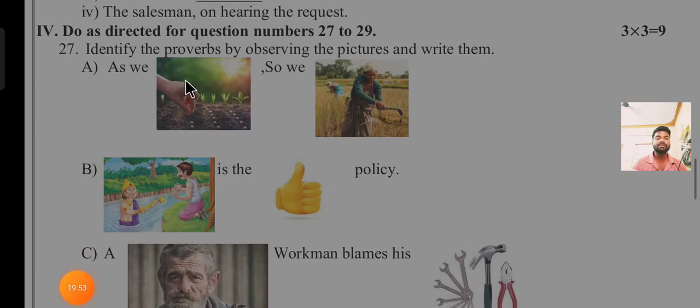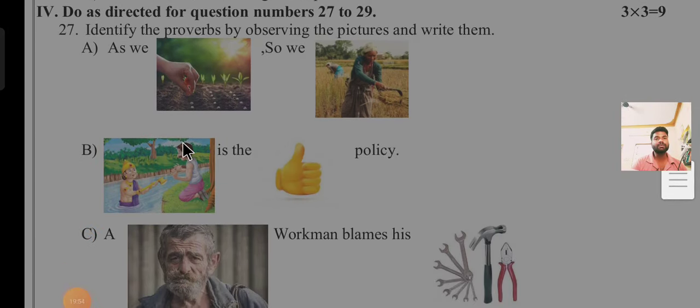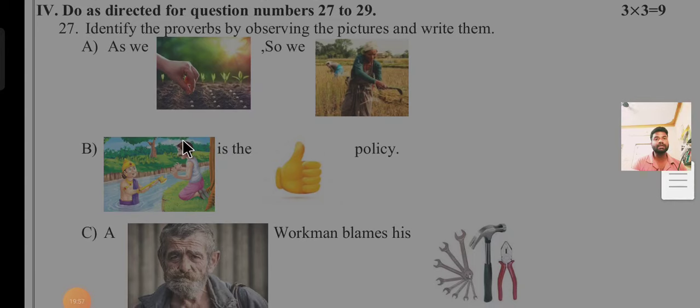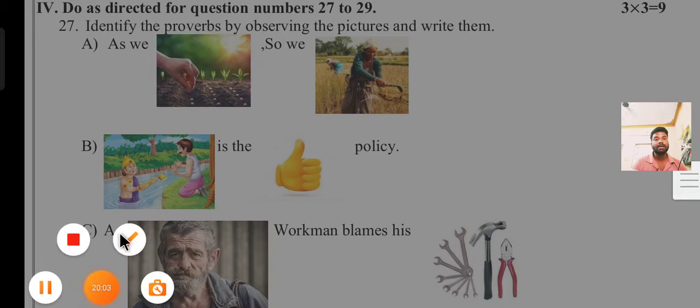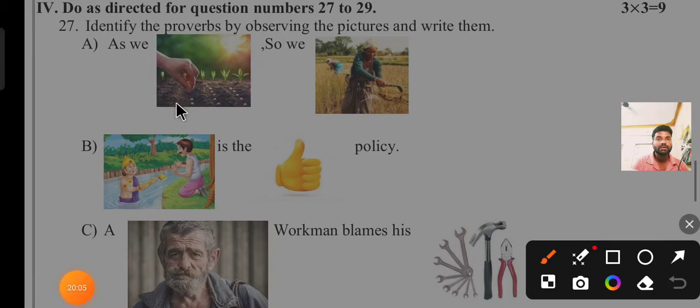Okay, next, fourth main. Do as directed for question number 27 to 29. Identify the proverbs by observing the pictures and write them. As we sow the land, so we reap.